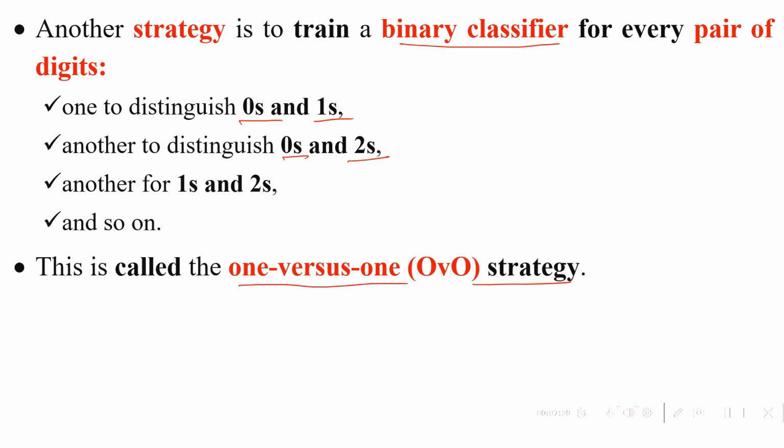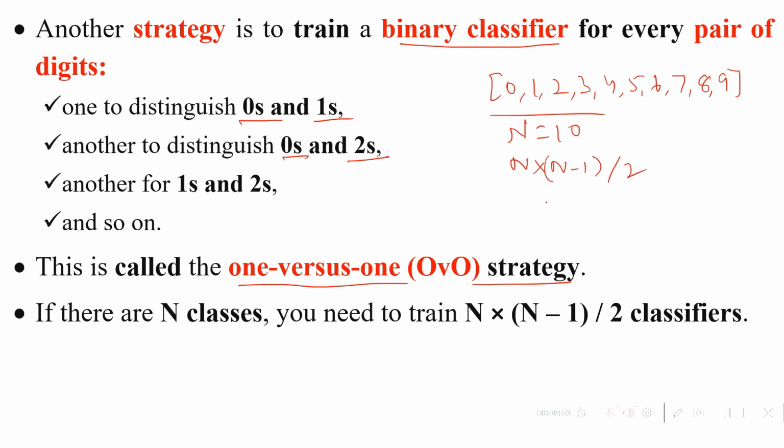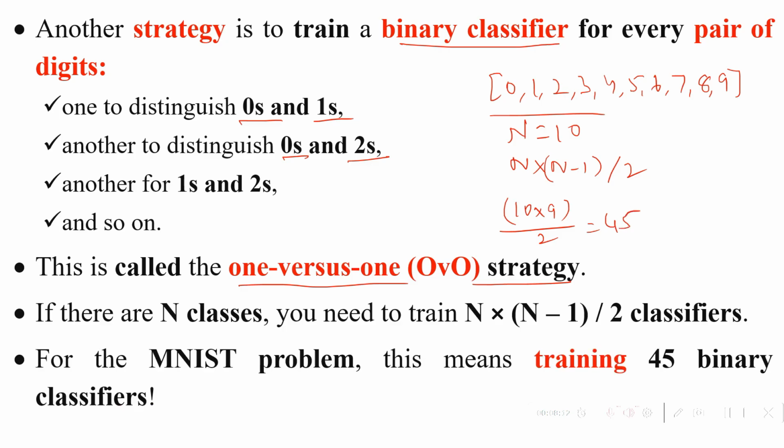If there are n classes, in our example there are 10 digits, 0 1 2 3 4 5 6 7 8 9, so n equals 10. Now we need to train N times (N minus 1) divided by 2 classifiers. That means 10 times 9 divided by 2, which is equal to 45. This means we are going to train 45 binary classifiers in this example.